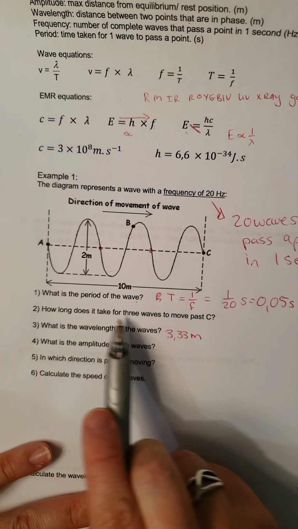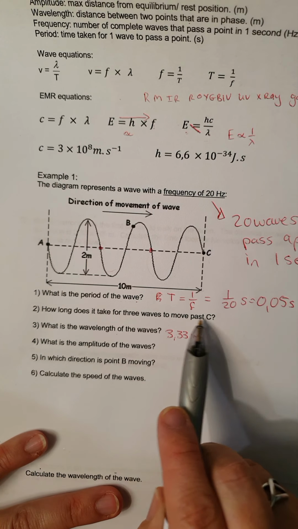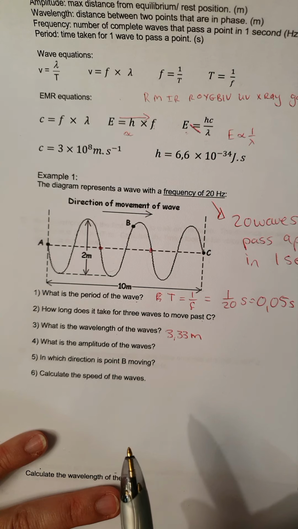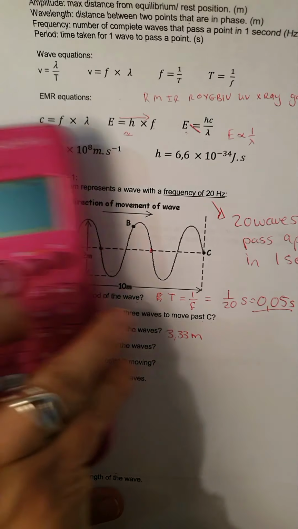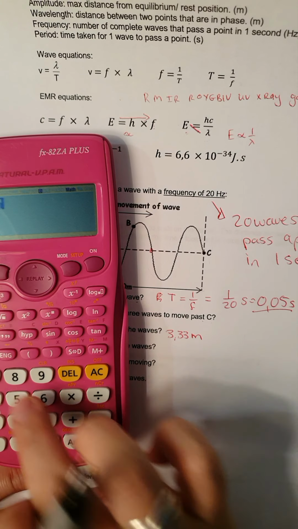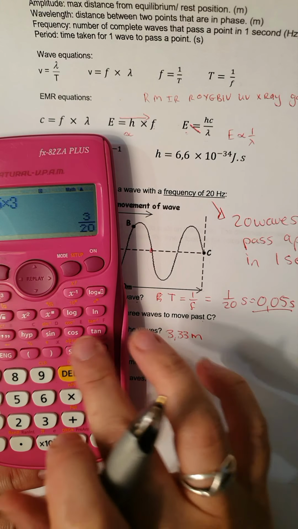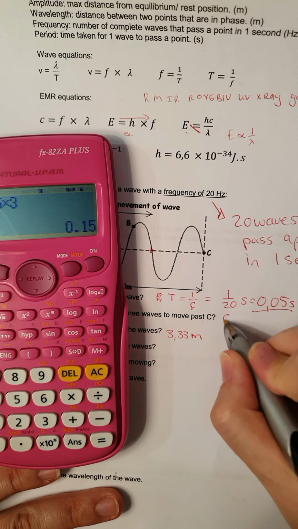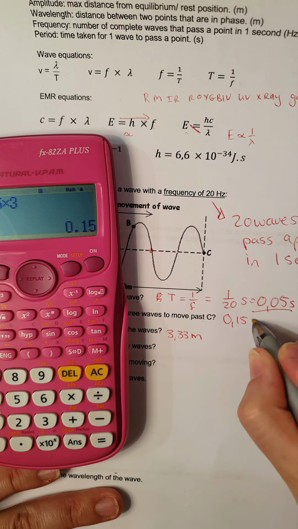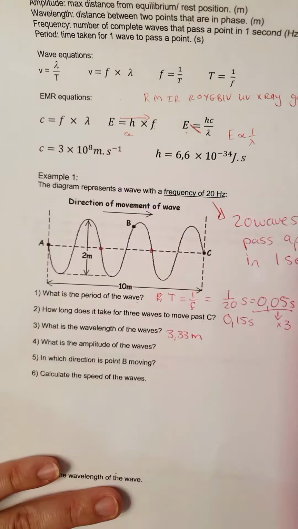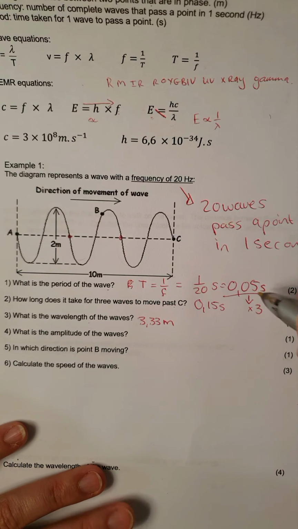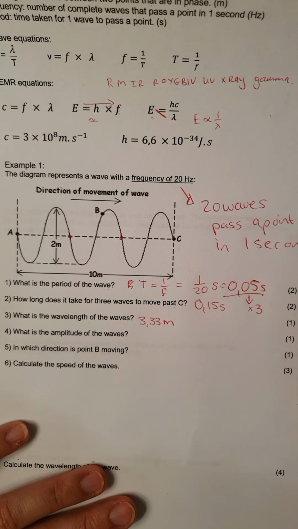How long does it take for 3 waves to pass point C? So remember, period is the time it takes for 1 wave. So to get 3 waves, 0,035 times 3, and that will give you 0,15 seconds, because remember, period is the time for 1 wave.